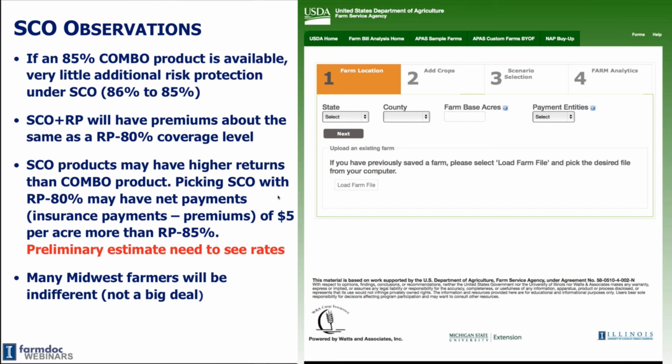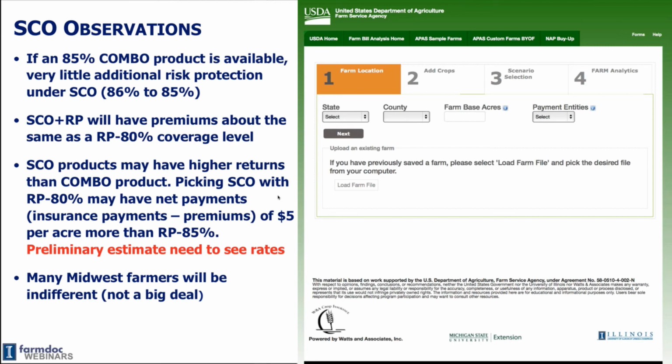Actually, we would suggest if you have those 85% policies and you're currently buying at the 80 to 85% level, SCO's not that big of a deal for you. And you probably should be making your decision based on what ARC-CO and PLC do for you, not on the availability of SCO. Here again, though, there may be some specific cases where this fits and may dictate the decision. And let me give you a couple other examples.